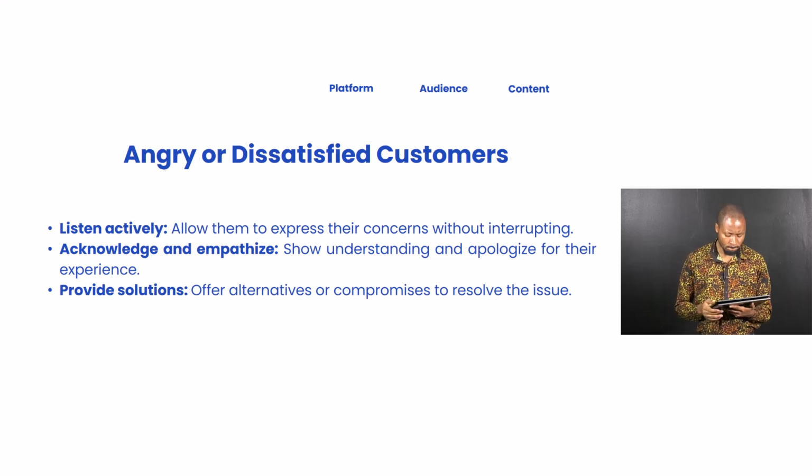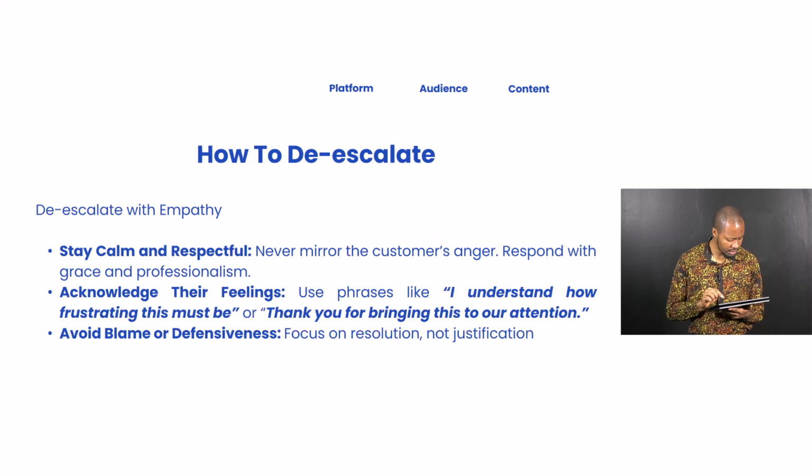And I added something here: how to de-escalate. When you're working with angry customers, how can you de-escalate? One is to stay calm and respectful, no matter how the angry customer is trying to trigger you. Please remain calm. Never mirror the customer's anger. Like I said, don't allow them to make you angry. Respond with grace and professionalism.